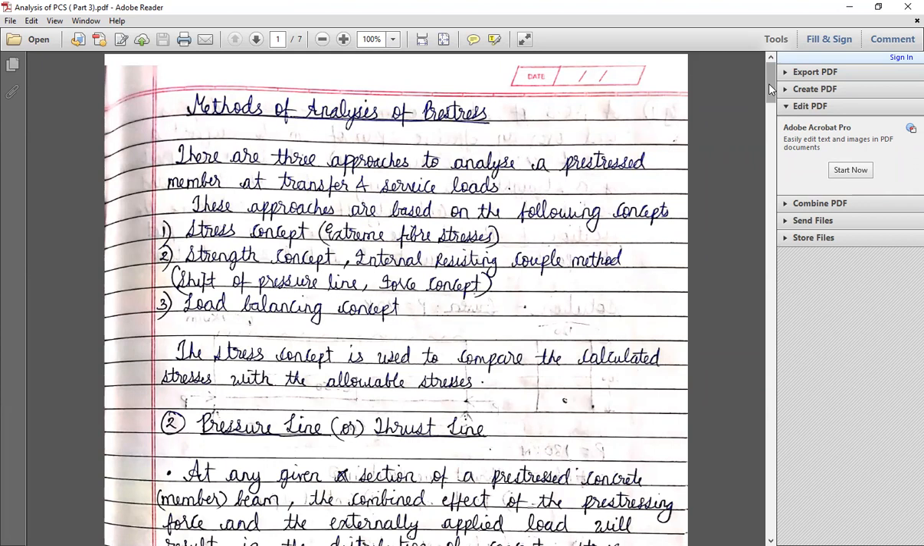So we have seen the first method now. The numericals which we have seen, the first two numericals, were of the stress concept. In that we actually calculated the resultant stresses, that is, extreme fiber stresses. So now let us see the second method.